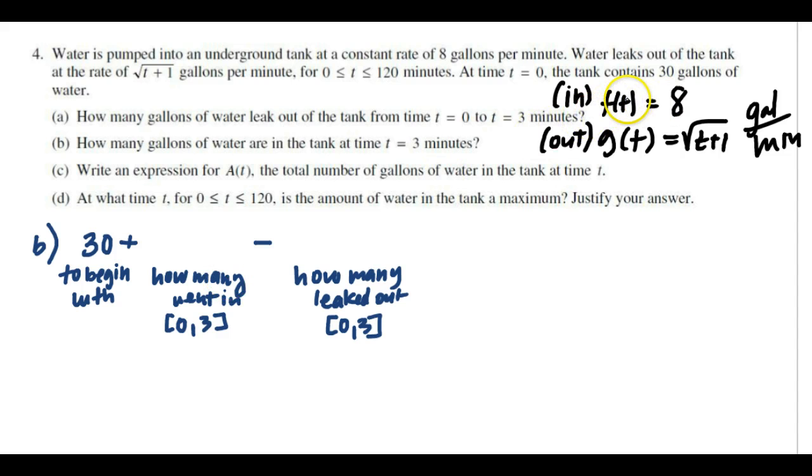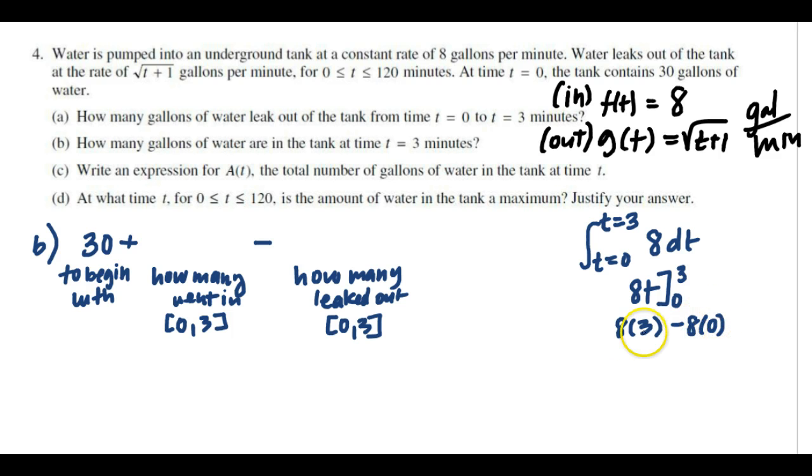So the going in function was f of t. And so we can do the same setup to figure out how many went in. So I'm going to go ahead and put that off to the side. I can find the integral from t equals 0 to t equals 3 of the going in function, 8 dt. So the antiderivative of 8 is 8t from 0 to 3. And then we'd substitute in 3, so 8 times 3 minus 8 times 0 is exactly 24. So 24 gallons went into the tank during the first 3 minutes.